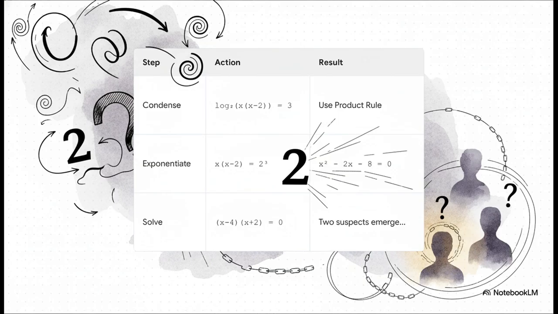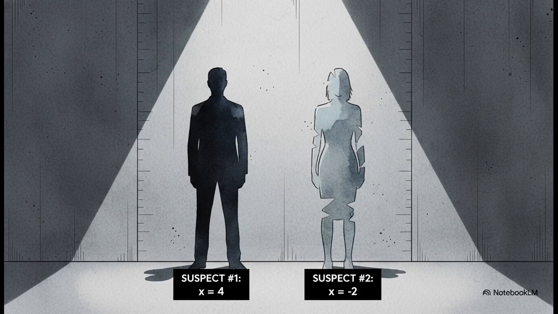Next, we exponentiate to break that variable free. That gets us to a quadratic equation, and when we solve it, well, we don't just find one answer, we find two suspects. So, the algebra has pointed us to two potential culprits, x equals 4 and x equals negative 2. One of these might be legit, and the other could be the imposter. It is time to bring them both in for questioning.